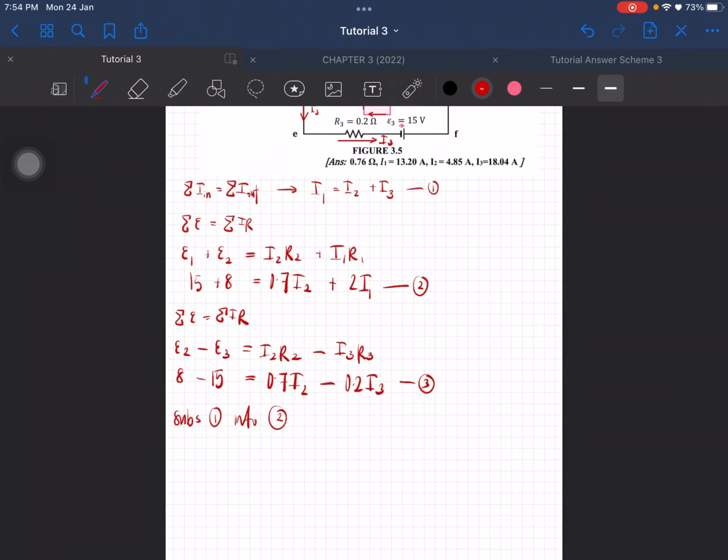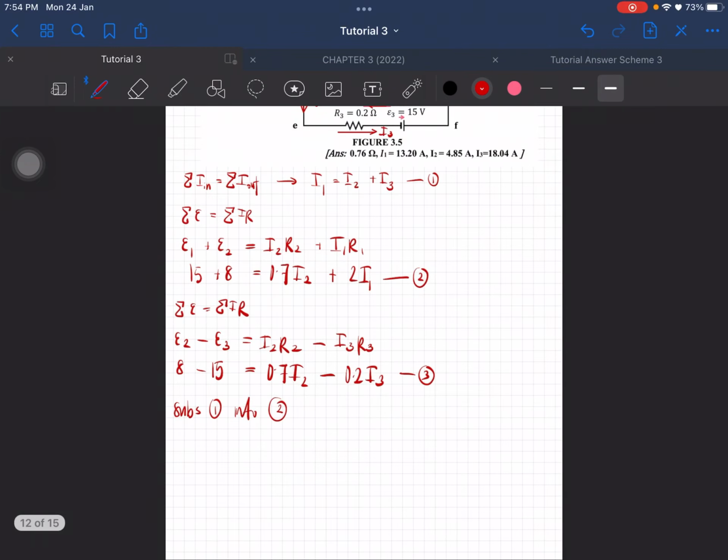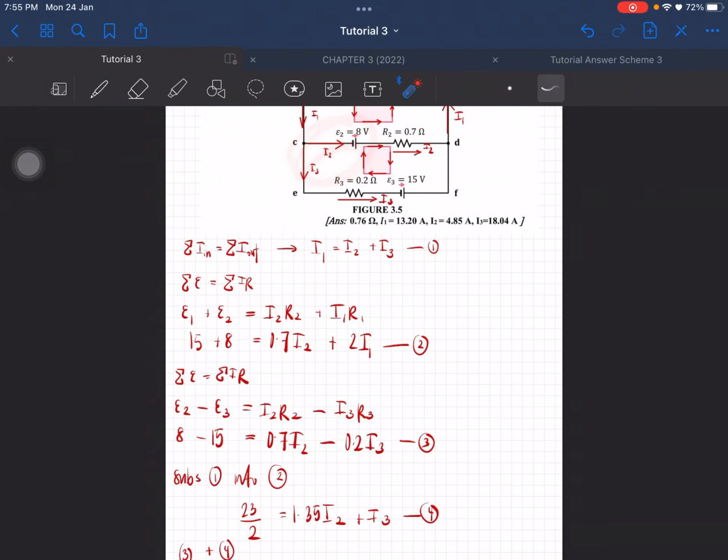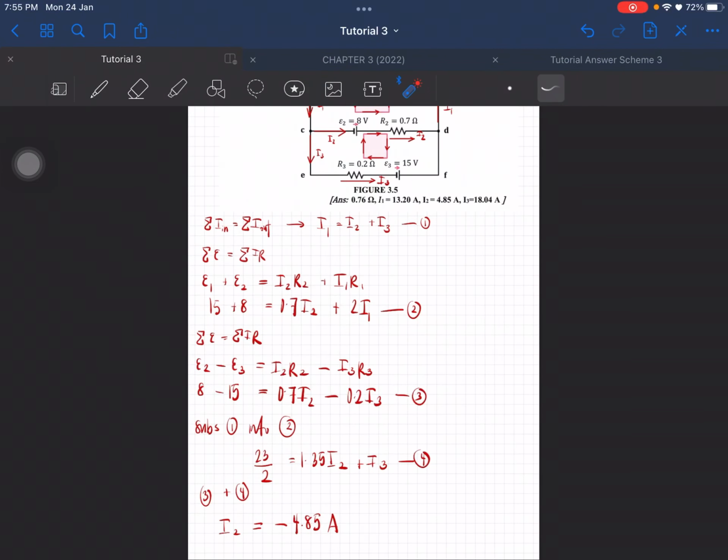When you substitute that, you will create another equation which is equal to this value here plus I3. So this is your fourth equation. You solve that by adding equation 3 and 4 together. You should get the value of I2 to be equal to negative 4.85 ampere. If I think so. This one I don't calculate, 3 plus 4, I don't calculate. It's based on the answer scheme. If it's wrong, let me know. The negative value just indicates that the direction of the current you designated here is wrong, but the answer is still correct.